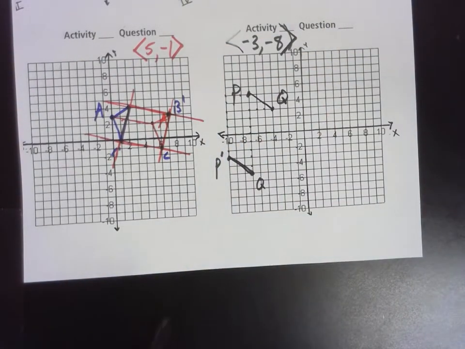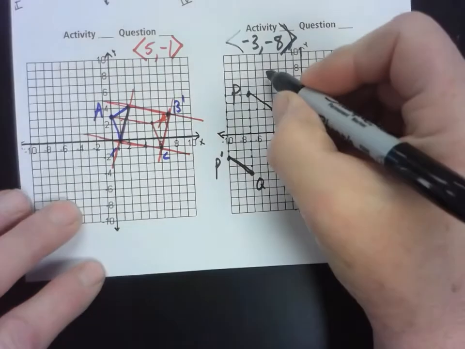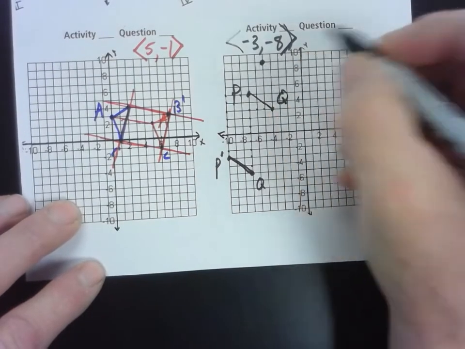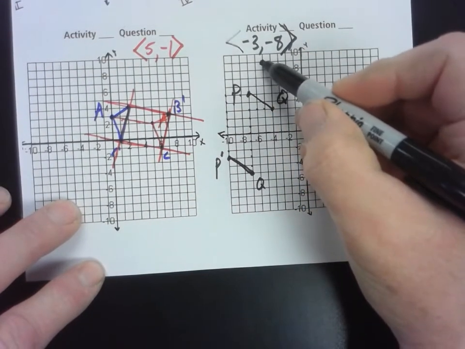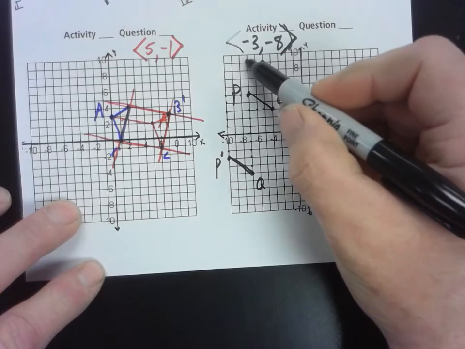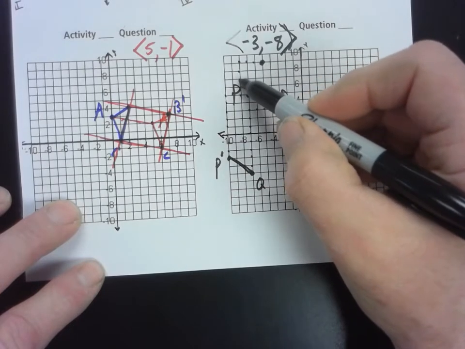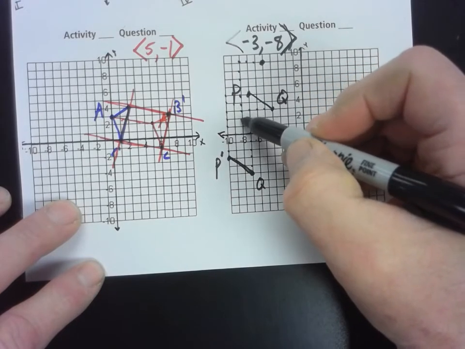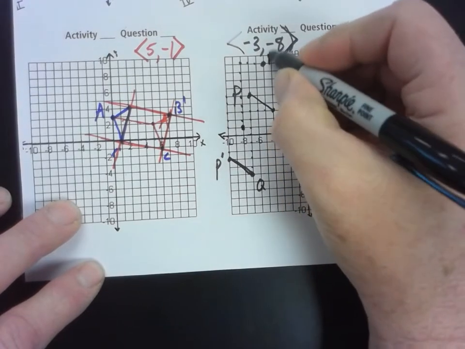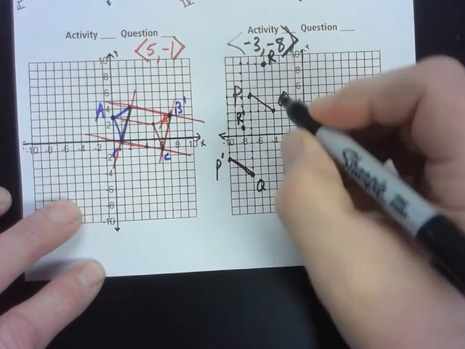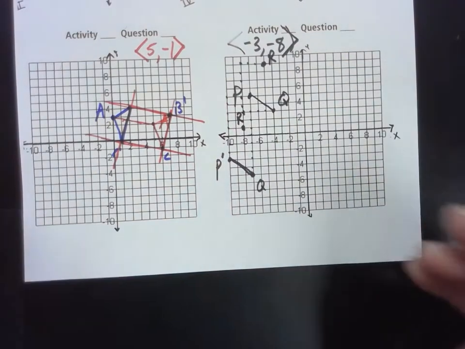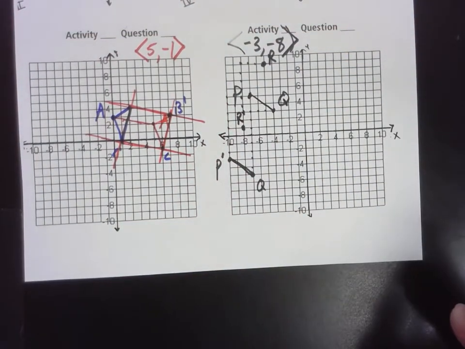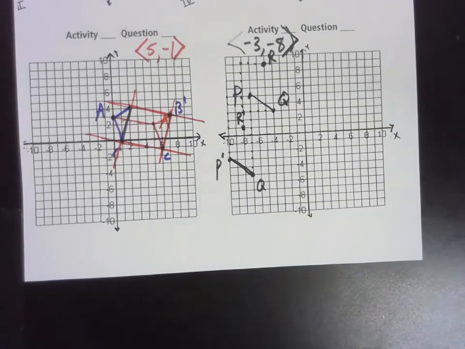What if it's a whole triangle? Same thing. We just take it. We move it back 3. 1, 2, 3. Down 1, 2, 3, 4, 5, 6, 7, 8. Right there. We'll call this one R. This is R prime. So if we had a triangle, we could move it that way. Well, what if it has more points than just a triangle? Yeah, we just move them all. You just move every single point that way, and you've got it. Okay?